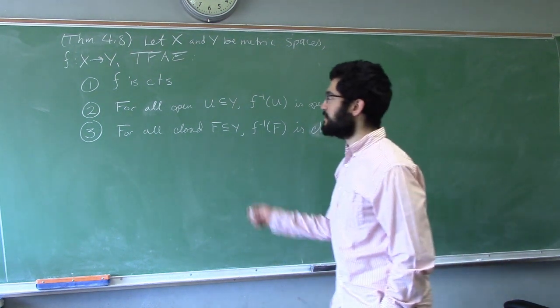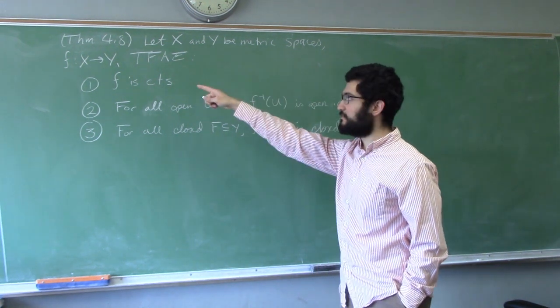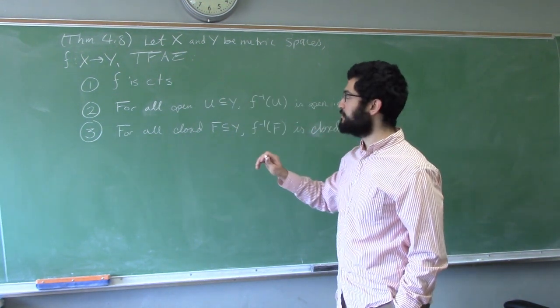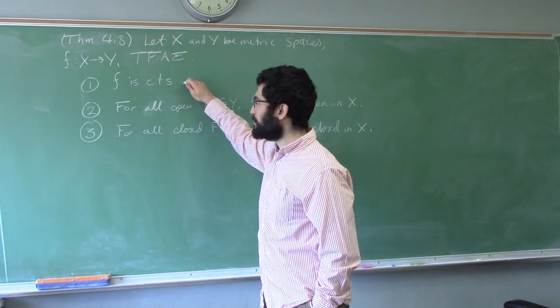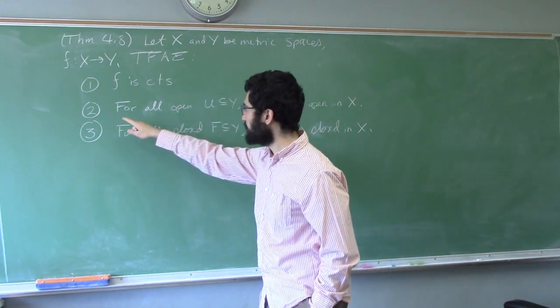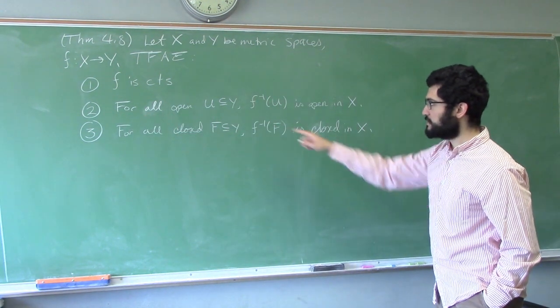This will be Rudin theorem 4.8. So let X and Y be metric spaces and let f be a function from X to Y. Then f is continuous, meaning continuous at all points in X, if and only if either of these conditions holds.